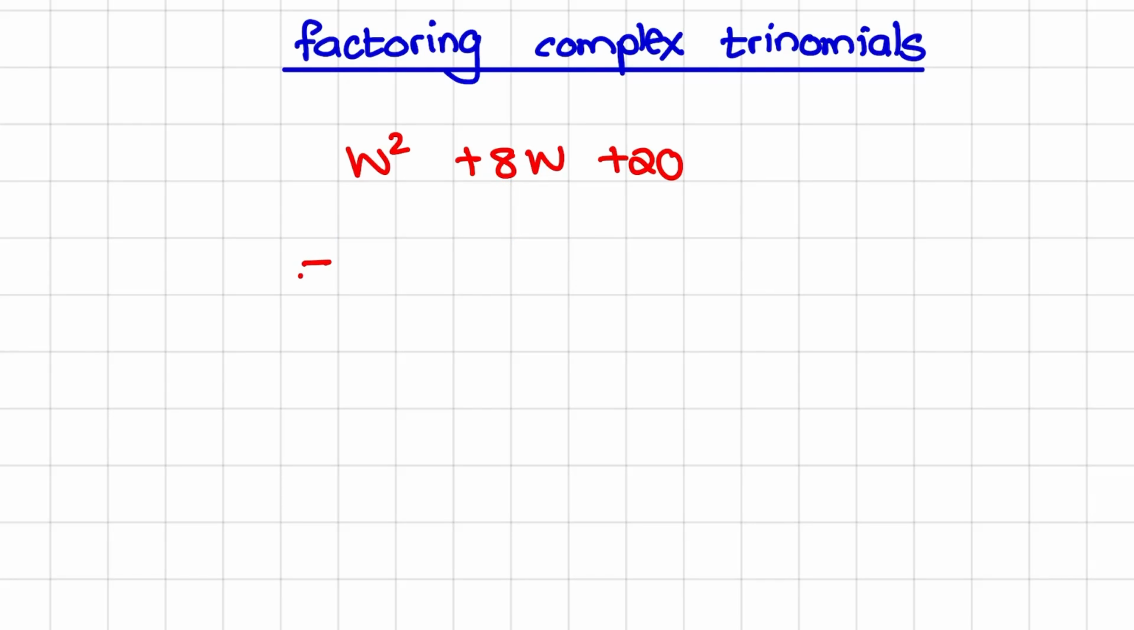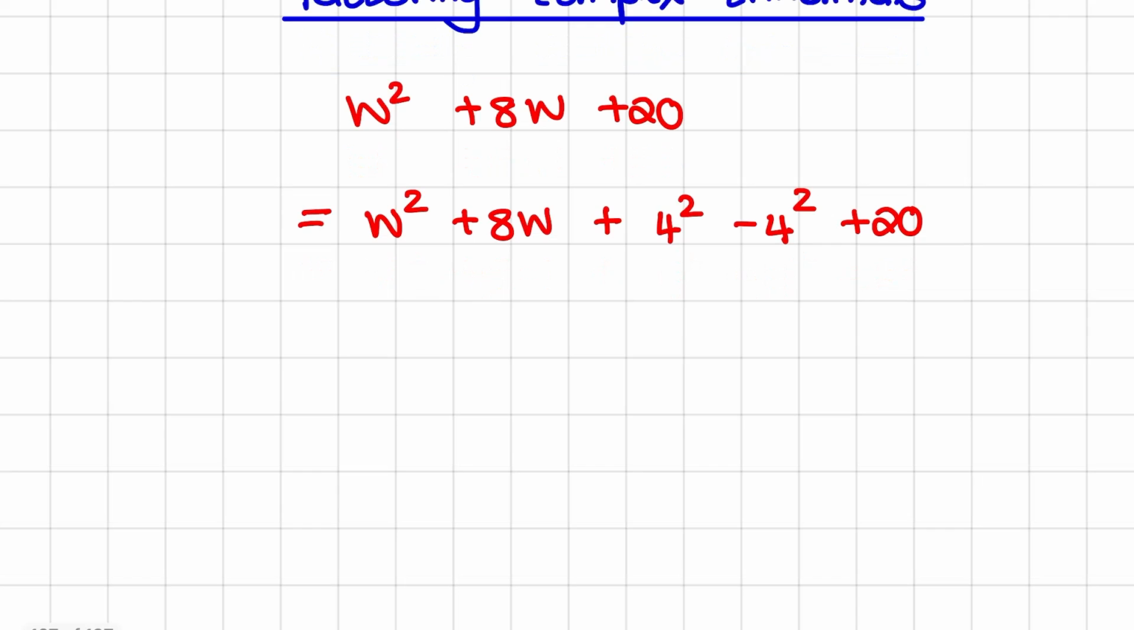So if I rewrite that expression, I have w squared plus 8w, and then to complete the square, I focus on the coefficient in front of w. So I'll add half of that coefficient squared, and I'll subtract half of that coefficient squared. So I add and subtract half of the coefficient of w, which is 8, squared. So it's plus 4 squared minus 4 squared.